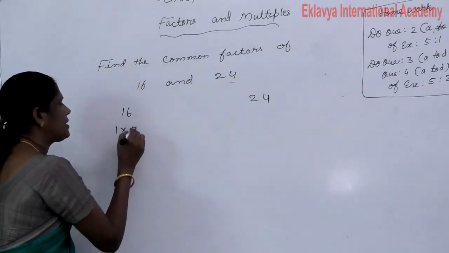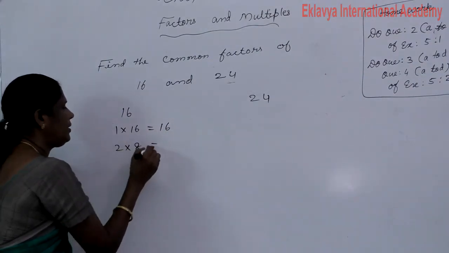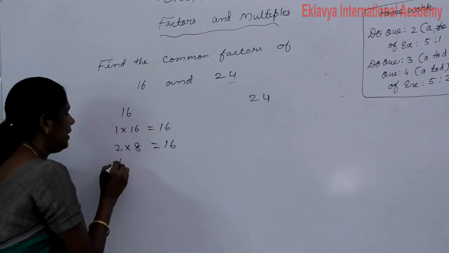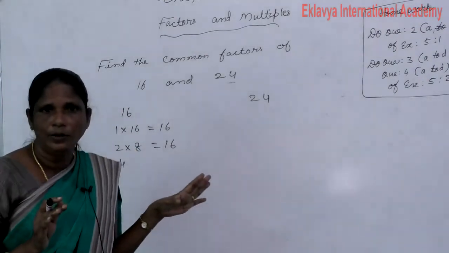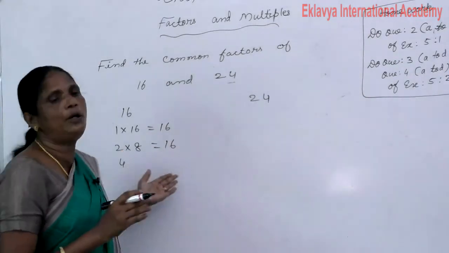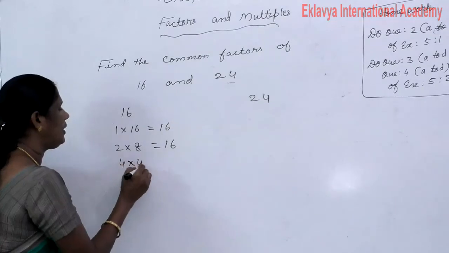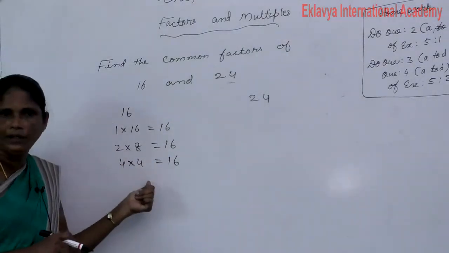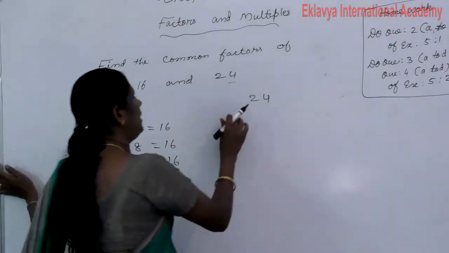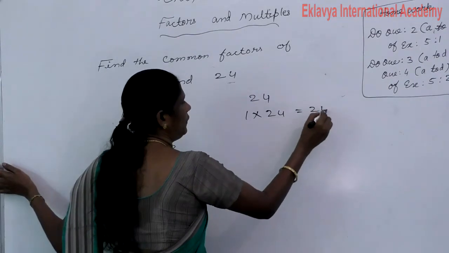1 into 16 is equal to 16. 2 into 8 is equal to 16. Then 4. Does the table of 3 come in 16? No. Therefore, we don't take 3. Okay. Then 4 into 4 is equal to 16. Here 4 and 4 are repeated. Then you stop.